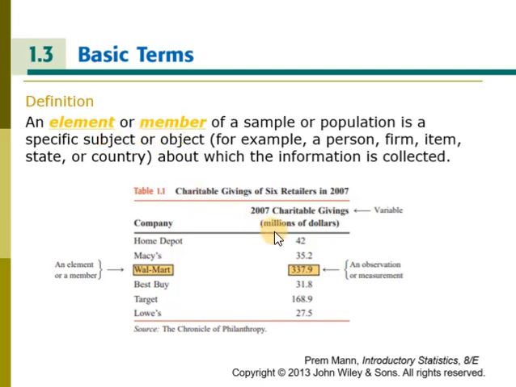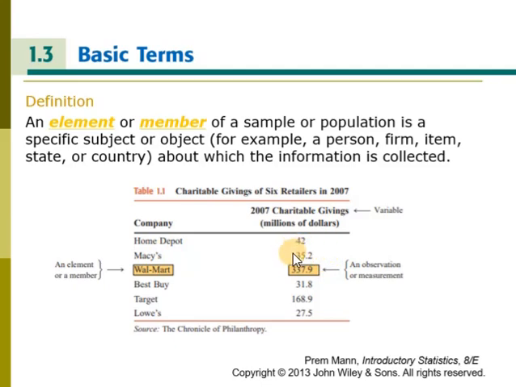Then the basic terms of element and member. Table 1.1 here gives information on 2007 charitable givings in millions of US dollars by 6 retail companies. We can call this group of companies a sample of 6 companies. So each company listed in this table is called an element or a member of a sample. Note that elements are also called observation units. So every element here has data.